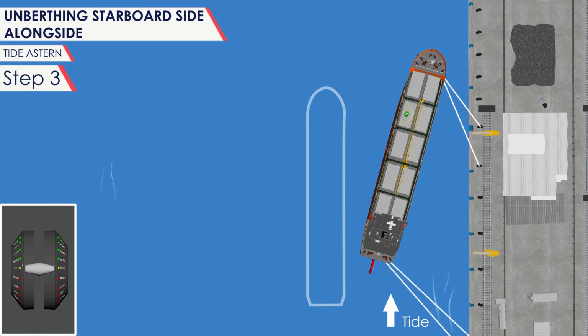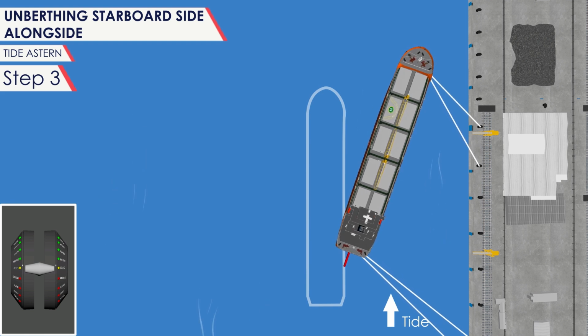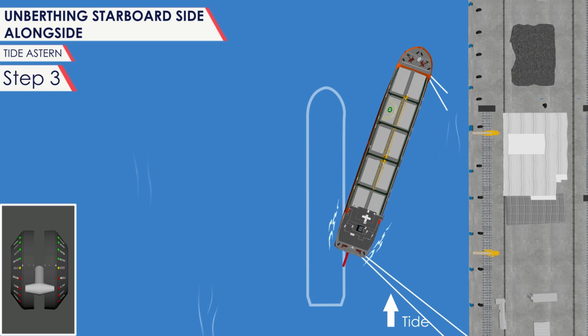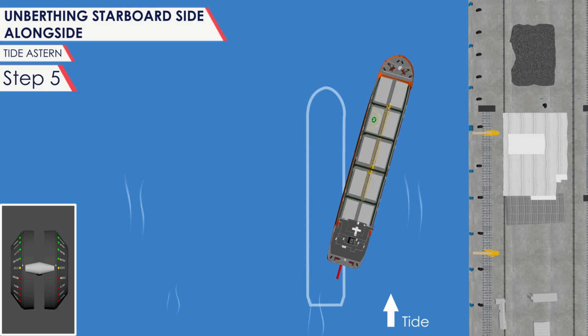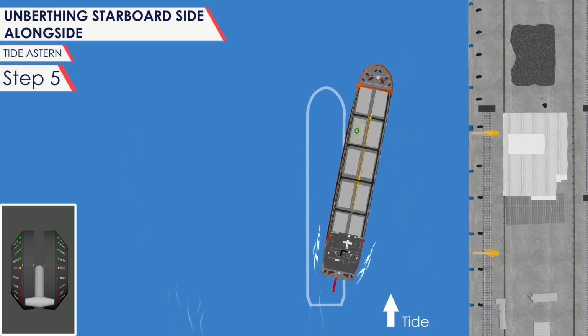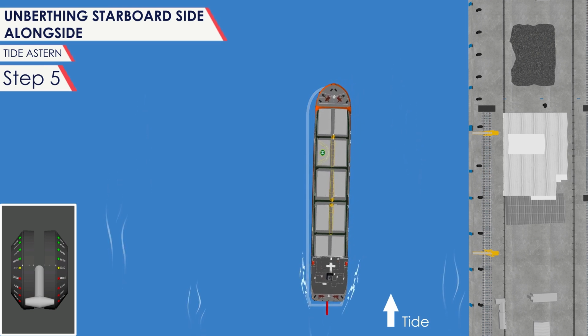Step 3, once the stern is clear of the quay, I'll put engines astern and let go forward. Step 4, I'll then stop engines and let go aft. And step 5, I'll then put rudder midships, full astern, to get the ship clear of the jetty.